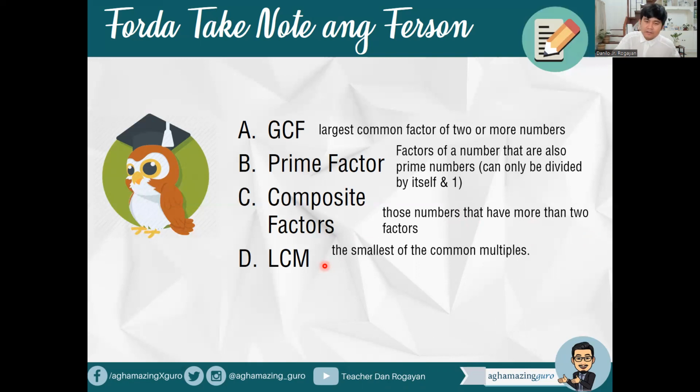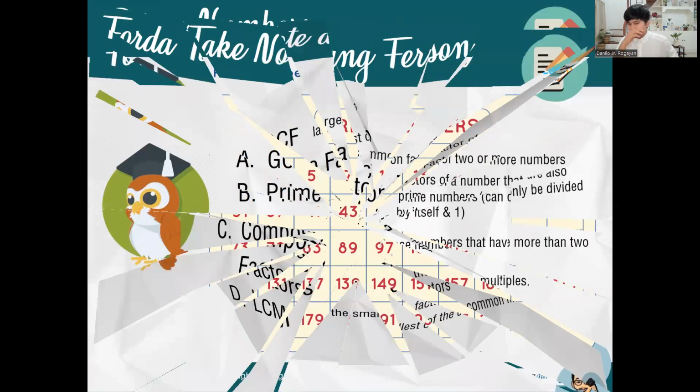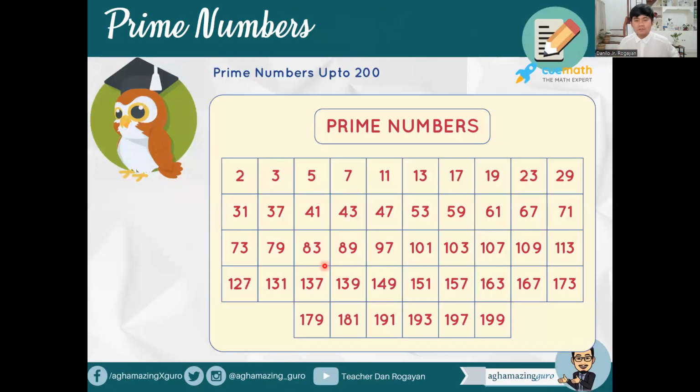Alright? So, to illustrate, tignan natin yung mga prime numbers. I made mention of the prime numbers. Okay? So, these prime numbers actually can be divided by itself and 1. So, pag tinanong sa board exam, what is the lowest prime number? Okay, so you have here the 2. Okay, lowest prime number is 2.